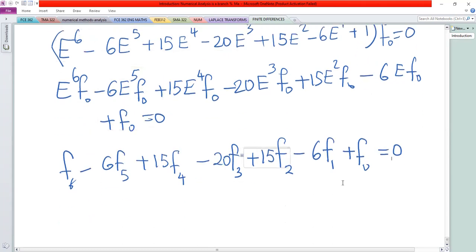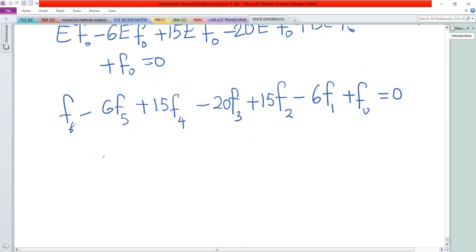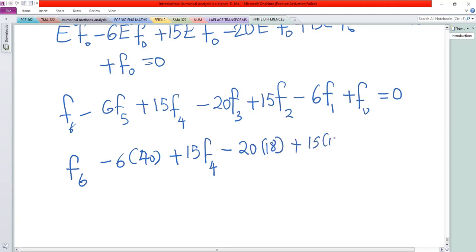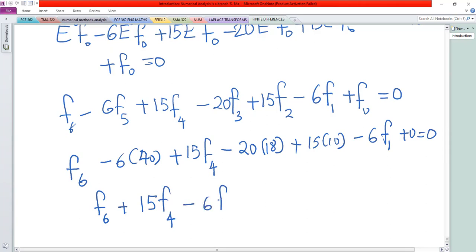Replacing the numerical values given in the table will give us f6 minus 6 times 40, plus 15 f4 minus 20 times 18 plus 15 times 10 minus 6 f1 plus 0 equals 0. So it will give me f6 plus 15 f4 minus 6 f1 equals, when you work it out, 450. So call this one equation 3.